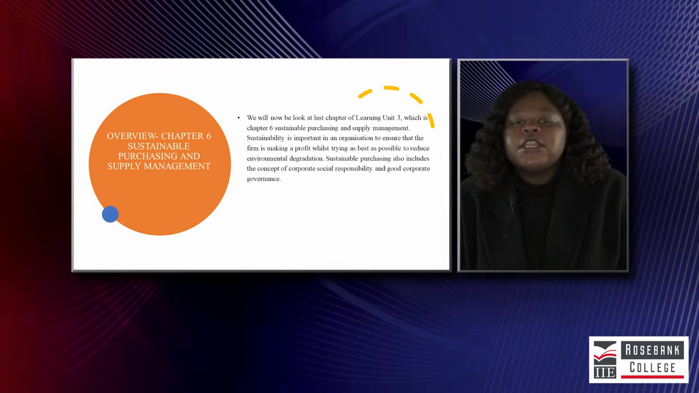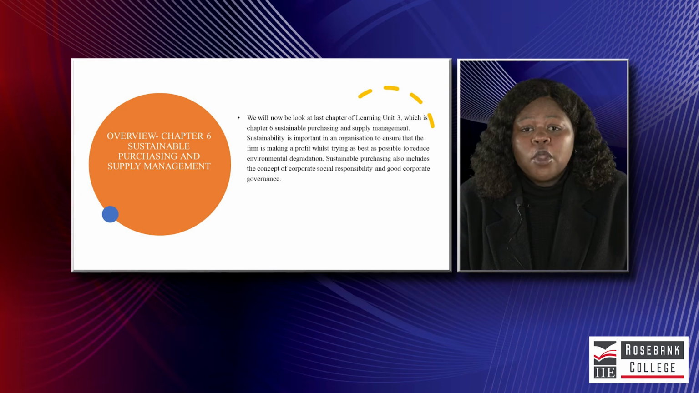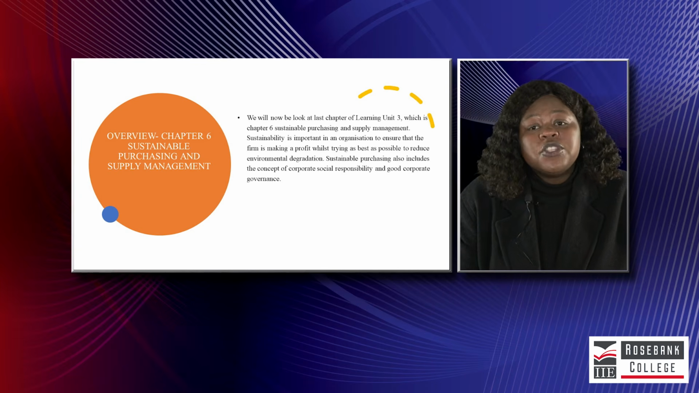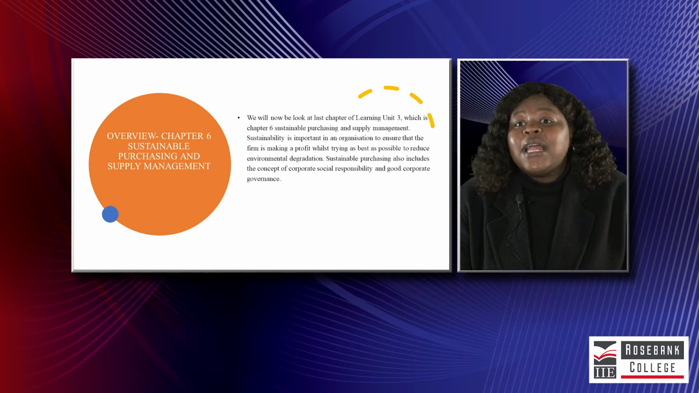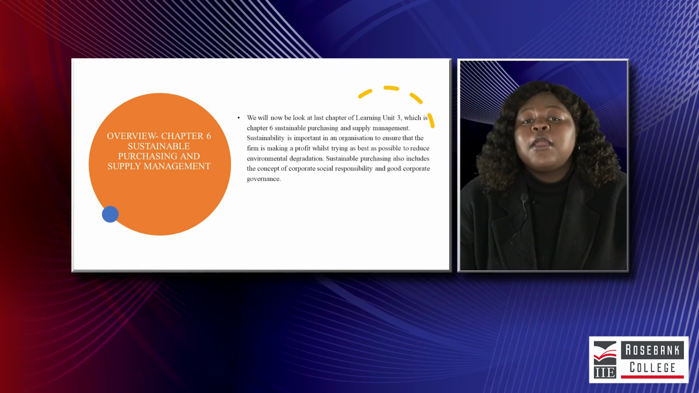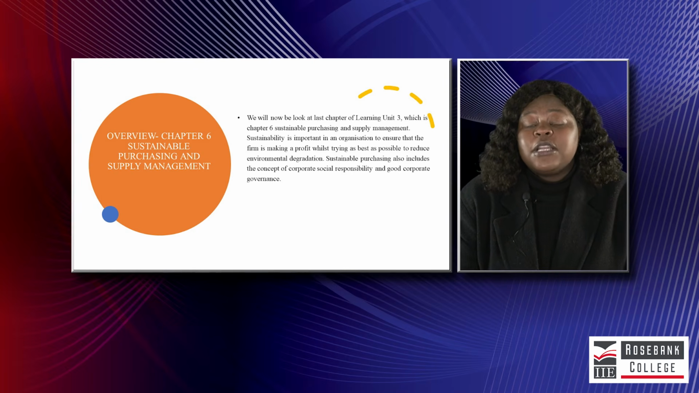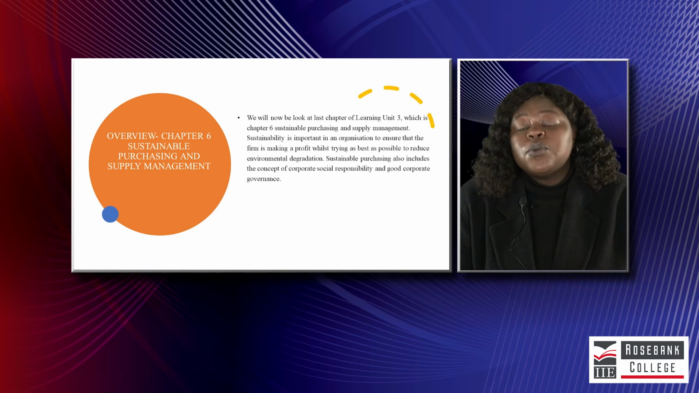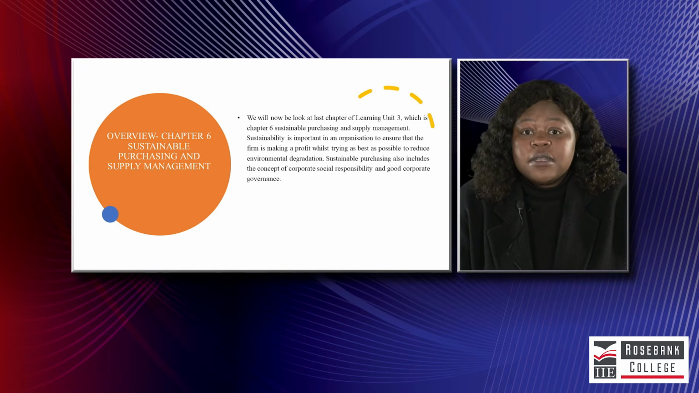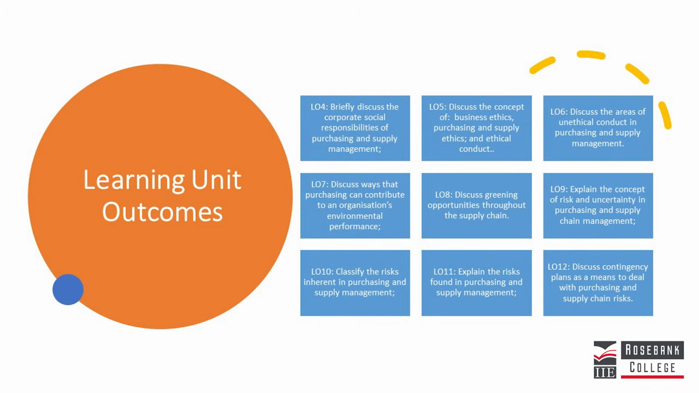We will now be looking at the last chapter of Learning Unit 3, which is Chapter 6, Sustainable Purchasing and Supplier Management. Sustainability is important in an organization to ensure that the firm is making profit whilst trying as best as possible to reduce environmental degradation. Sustainable purchasing also includes the concept of corporate social responsibility and good corporate governance. In this chapter, we will look at the following objectives.